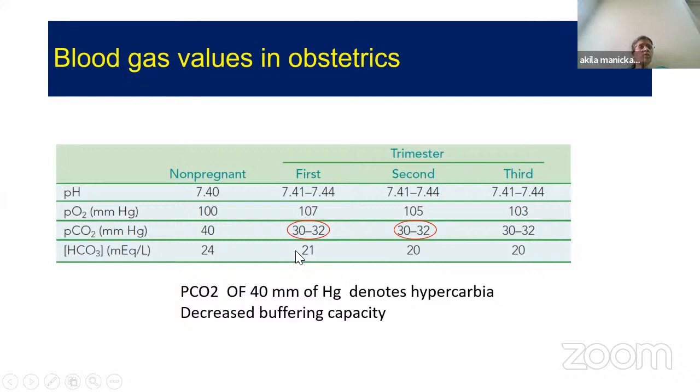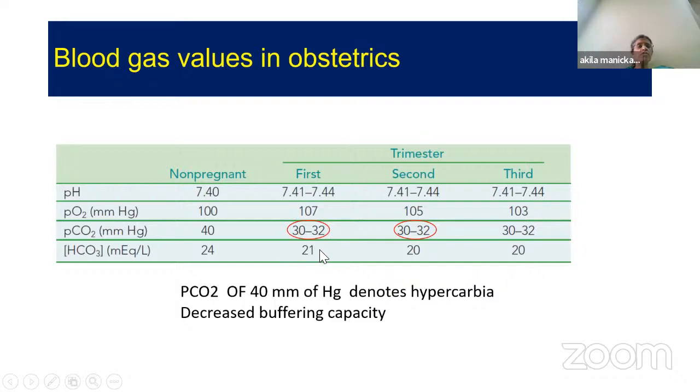So when you look at an ABG which shows a PCO2 of 40 millimeters of mercury, it denotes that hypercarbia has set in this patient, and there is a respiratory failure, which could be type 1 or type 2. All pregnant patients will have PCO2 only in the range of 30 to 32 millimeters of mercury. That is the take-home point.